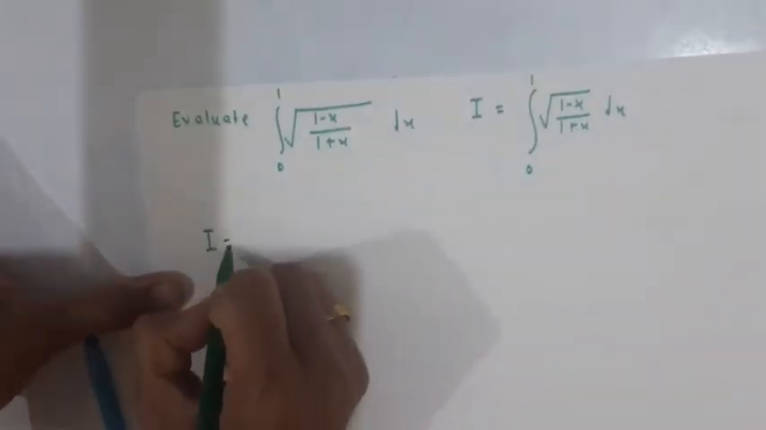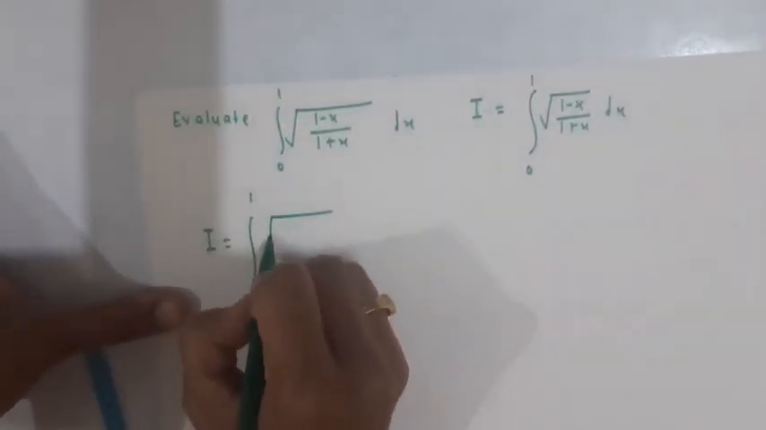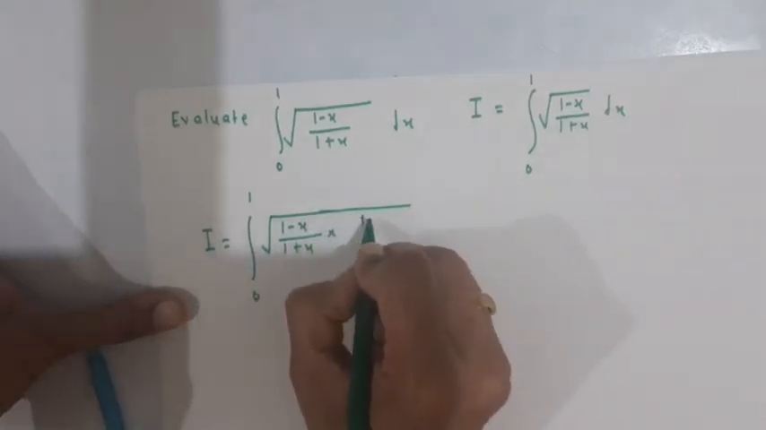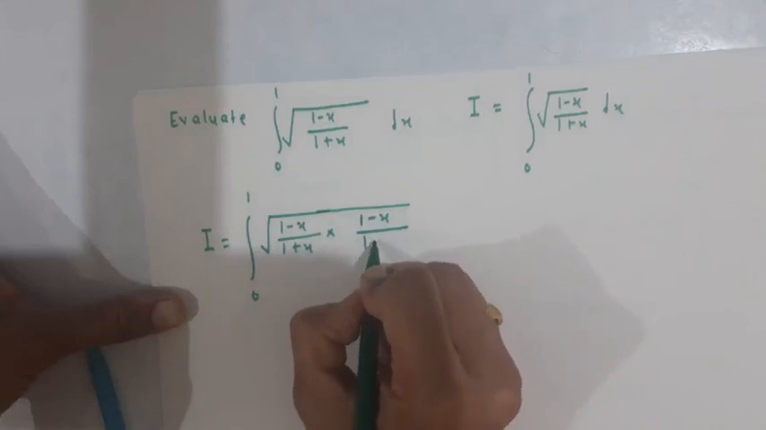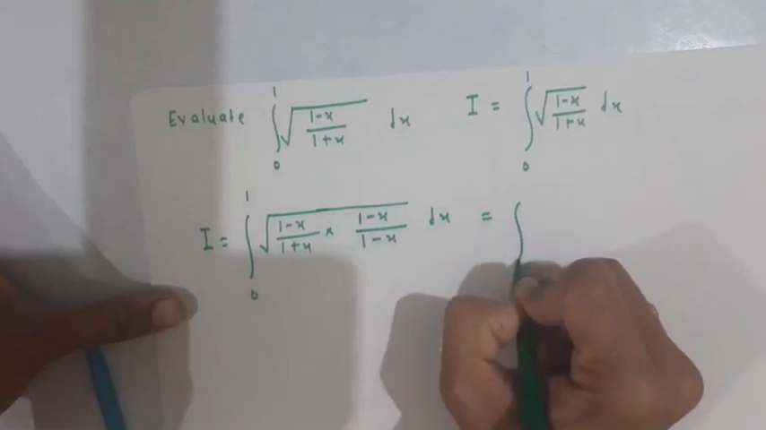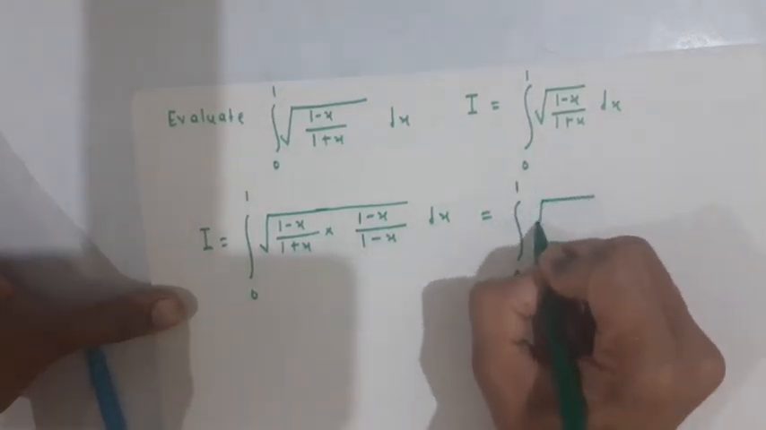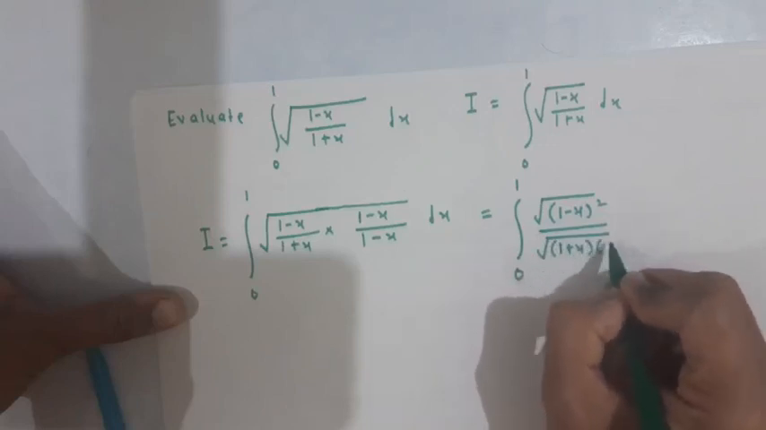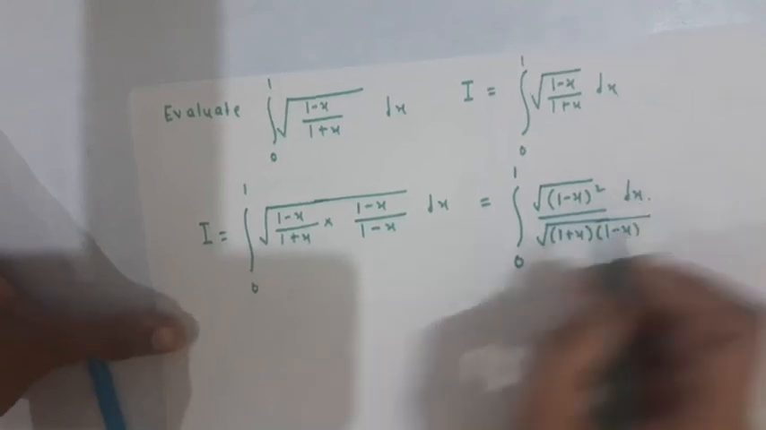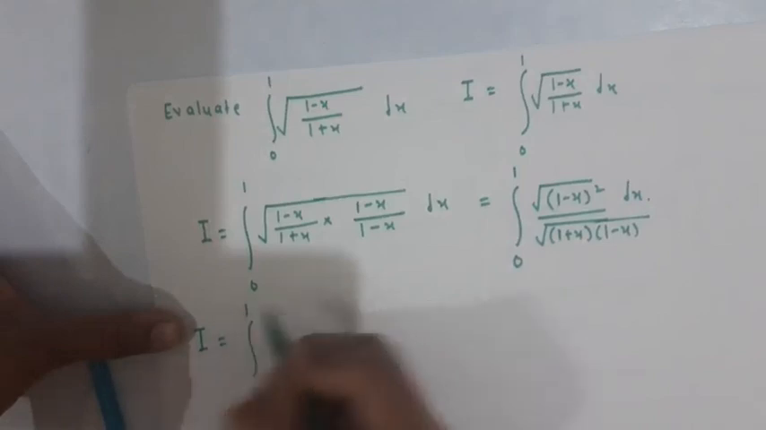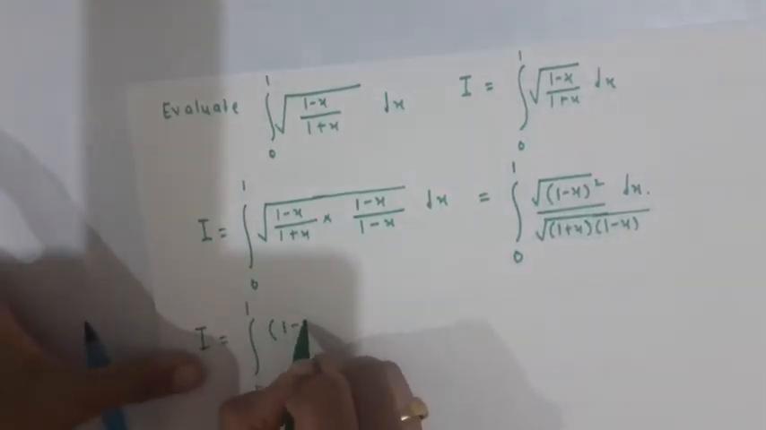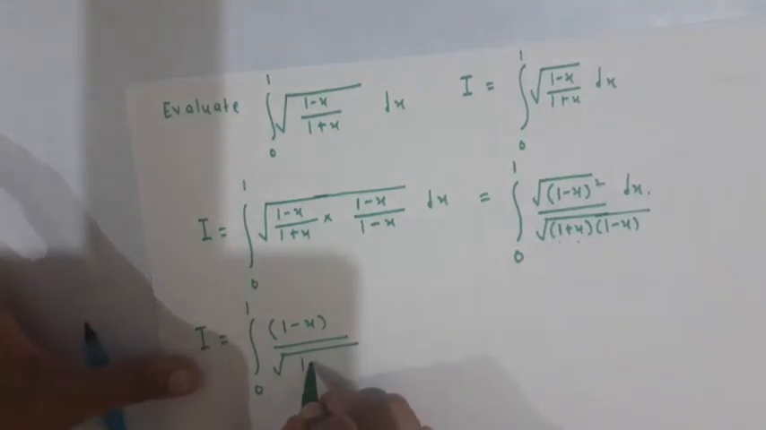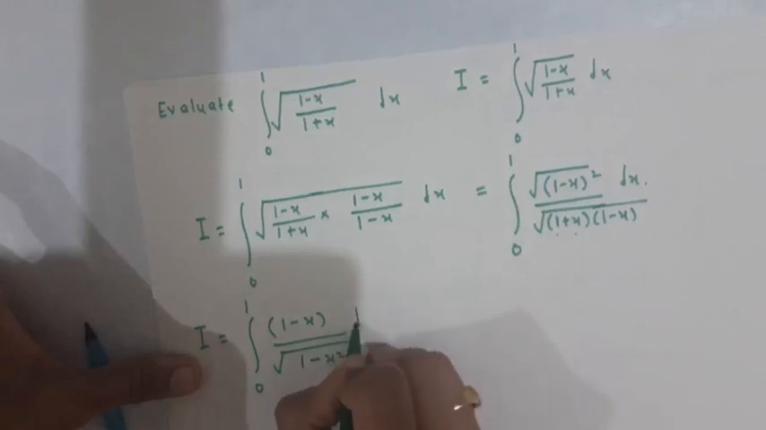Okay, we will get the integration I = ∫ from 0 to 1 of √((1 − x)/(1 + x)) × √((1 − x)/(1 − x)) dx, and this is equal to ∫ from 0 to 1 of √((1 − x)²)/√((1 + x)(1 − x)) dx. Okay, in the integration I = ∫ from 0 to 1, the square root of a square cancels, and that gives (1 − x)/√((1 + x)(1 − x)), and this is a² − b², that's why √(1 − x²) dx.